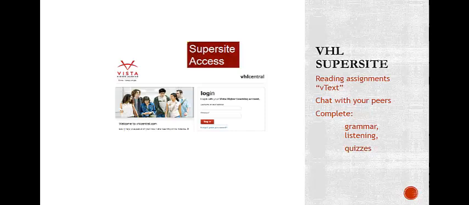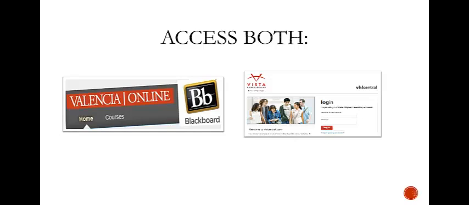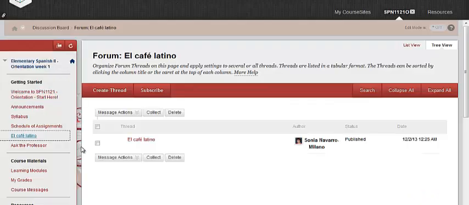The hyperlink to access your textbook site is www.vhlcentral.com. Please save this address to your internet favorites for easy access. As you can see, you will need to access both learning management platforms simultaneously in order to fulfill all requirements for this course. Next is El Café Latino.